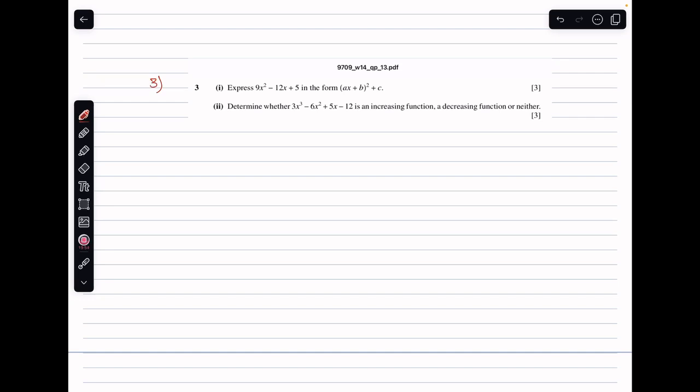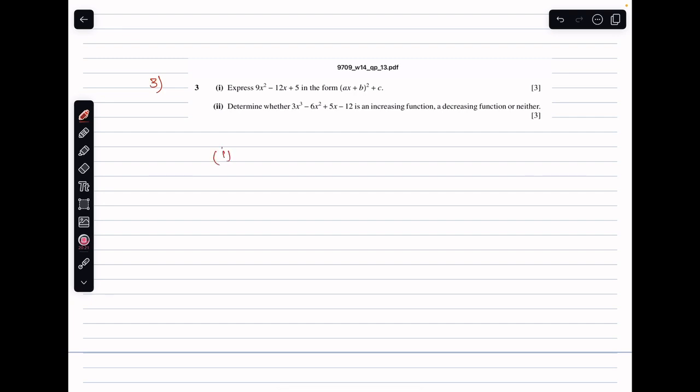Question 3 in this lesson is taken from Winter 2014, paper 1 variant 3, and it's question number 3 in the paper, part 1. Part 1 says: express 9x squared minus 12x plus 5 in the form (ax plus b) the whole squared plus c, and this is for 3 marks. This question is coming from quadratics, so we will be solving this question.